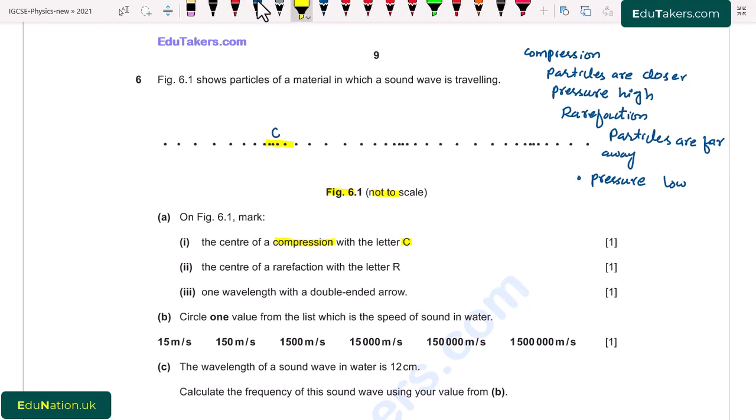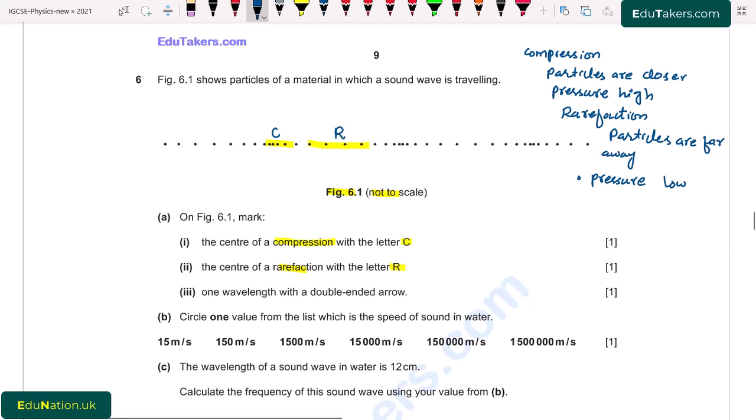The center of the rarefaction with R. So first of all we have to analyze the region of rarefaction. So rarefaction is represented by this region where the particles are far away from each other, and we have to represent it with R. I write here R.